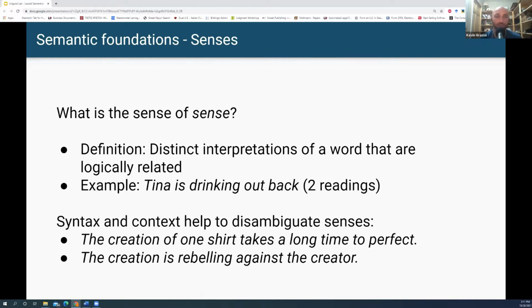Give me one second. Well, go ahead, Andre. Yeah, so I was just going to ask you. I know you're trying to be careful about differentiating sense and meaning, but is the main difference whether the difference is related to the lexical form itself, or whether it's contextually determined? Is that the difference between a different meaning and a different sense?